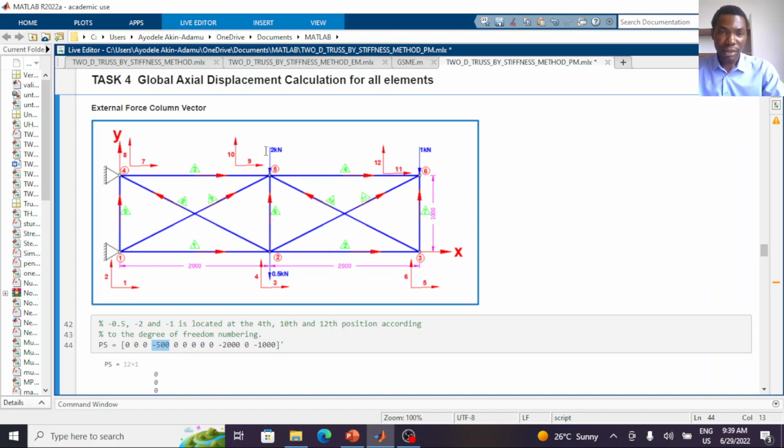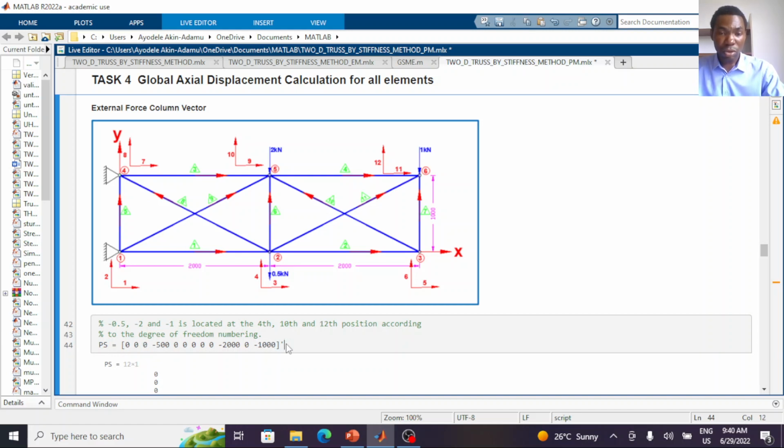Also at node 5, the degree of freedom there is number 10. The load is pointing in the direction of the 10th degree of freedom. That's why we have minus 2000 at position 10 of the matrix, and we also have minus 1000 at position 12. You can see 1 kilonewton is pointing downwards, so we have minus 1000 at position 12. At other nodes where we don't have load, we denote it as 0, so that's why we have 0 at other positions.